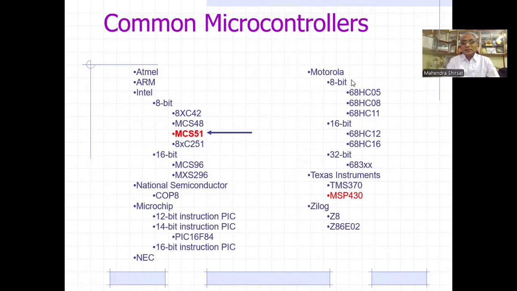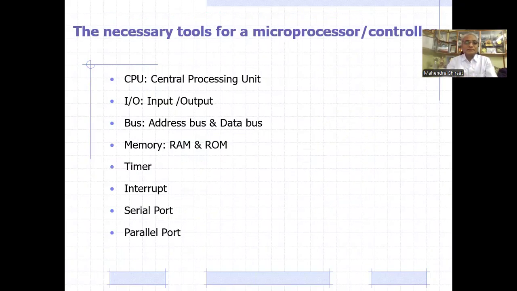As far as Motorola is concerned, these are three examples of 8-bit microcontrollers, and you can see some examples of 16-bit and 32-bit microcontrollers. So this is the side by side comparison of the two different manufacturers, Intel and Motorola. Of course, we started from 8-bit and went to 16-bit, 32-bit, and so on and so forth.